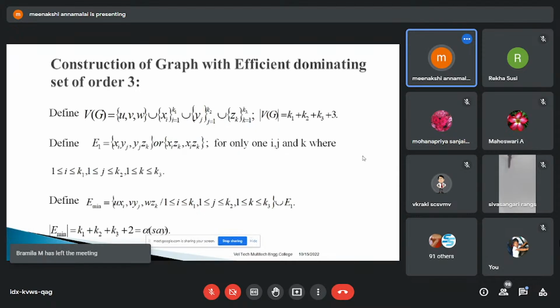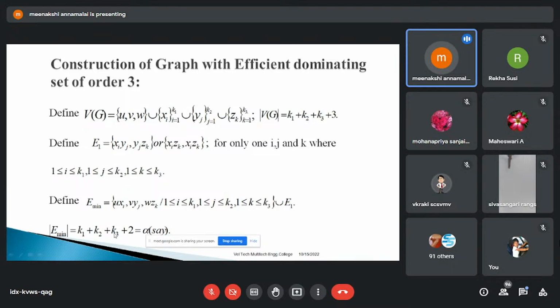Now the cardinality of E minimum: for u, the neighbors are xi, with i between 1 to K1, so I marked K1 for this one, K2 for this one, K3 for this one. And for E1, under modulo 3, we need only two edges. So the cardinality of E minimum is equal to alpha, where alpha is K1 plus K2 plus K3 plus 2.